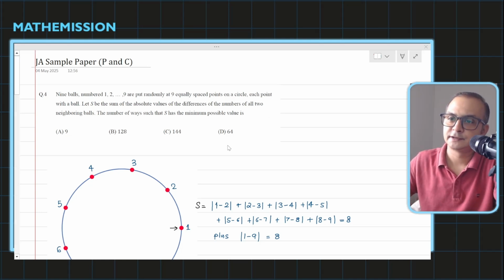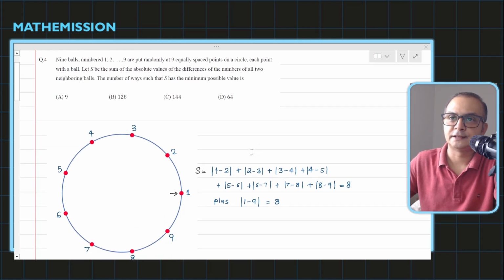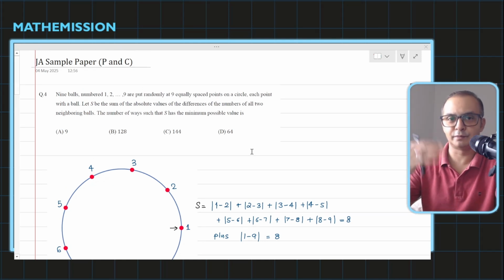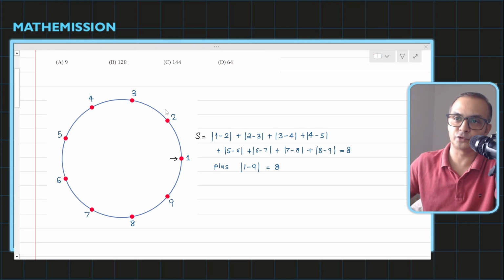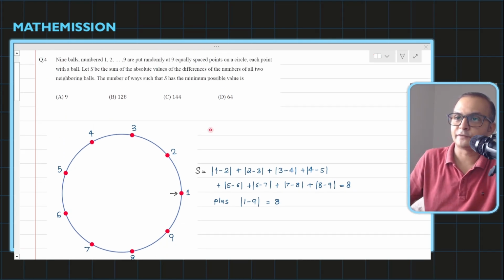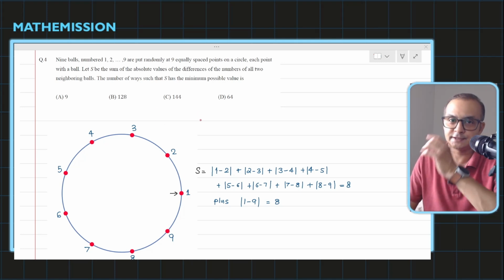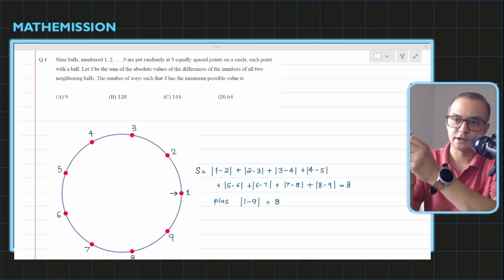It is saying that I have 9 numbers, and these 9 numbers are attached to the balls. Means all the balls are numbered like 1 to 9, so it doesn't matter whether you are considering the ball or not. So let's say the balls are here and each numbered through 1 to 9. So in that way I have taken this arrangement, and they are saying that S is a symbol which denotes the sum of the absolute value of the differences of 2 neighborhood numbers.